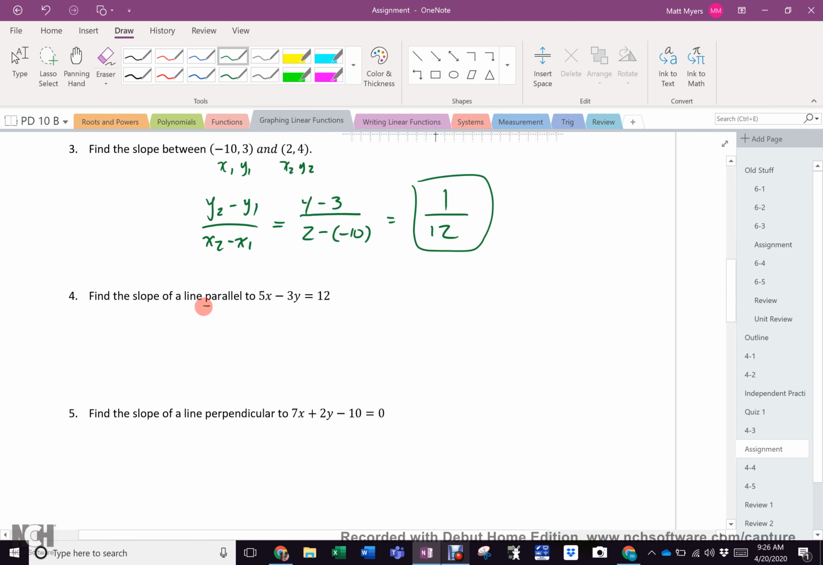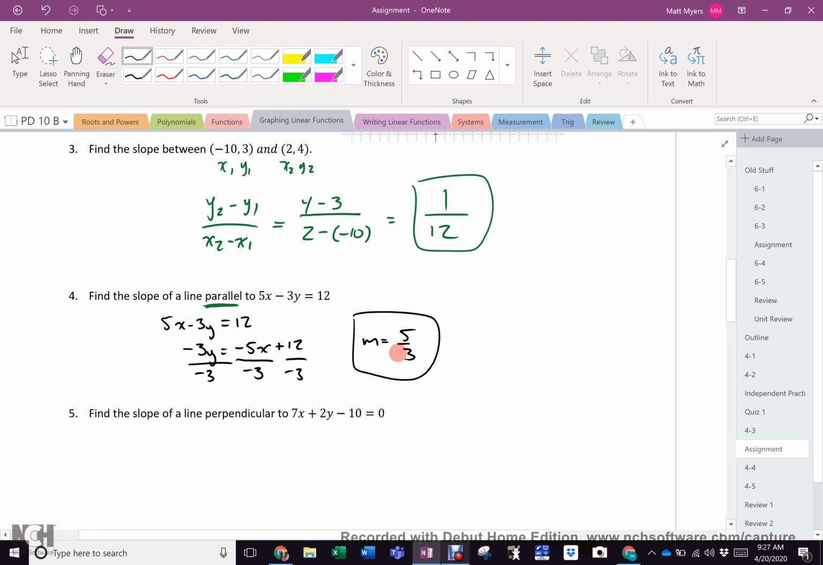Find a slope for a line parallel. So if it's parallel, it's got the same slope, right? So a bunch of you are doing x and y intercepts here. I don't know why. 5x minus 3y equals 12. Minus 3y equals negative 5x plus 12. Divide both sides by negative 3. And there's my slope. Negative 5 divided by negative 3. My slope is 5/3 for this line. A parallel line has the same slope.